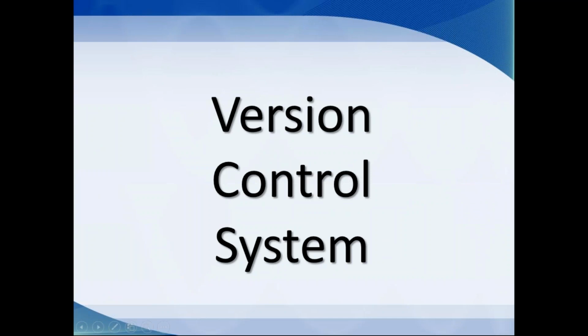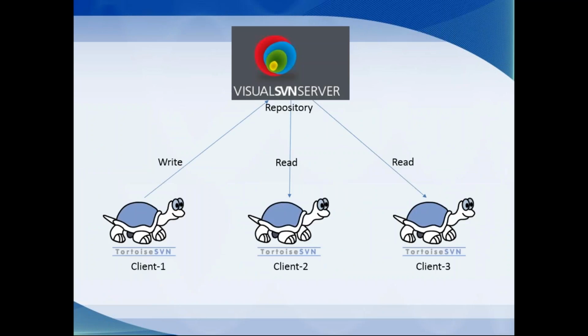Okay. Version control system. As I said yesterday, a version control system is nothing but a code repository which saves your code in a centralized repository. Here we use Visual SVN as a server and Tortoise SVN as a client. This acts as a server-client model. All your code will be pushed by Tortoise SVN to the Visual SVN server repository. There we maintain code in different versions. Each change will be saved as a separate version.